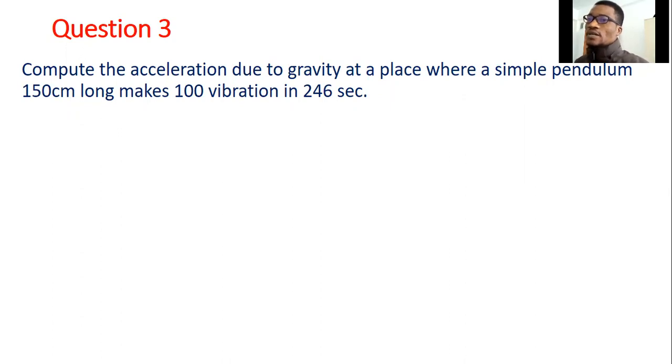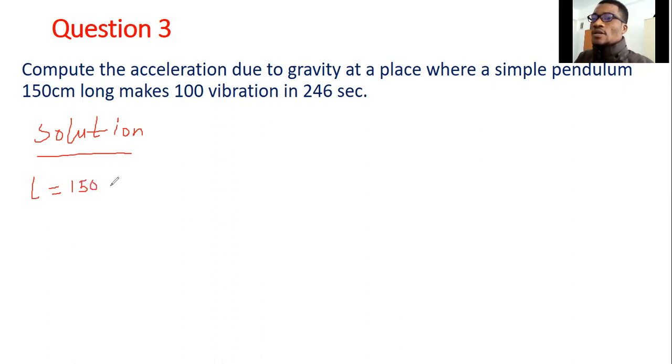So when we make g the subject of the equation, let's start again. What do we have in this question? Solution. We have our parameters, or the data that are given. The length of the simple pendulum is 150 centimeters. Don't forget that we always divide this by 100.